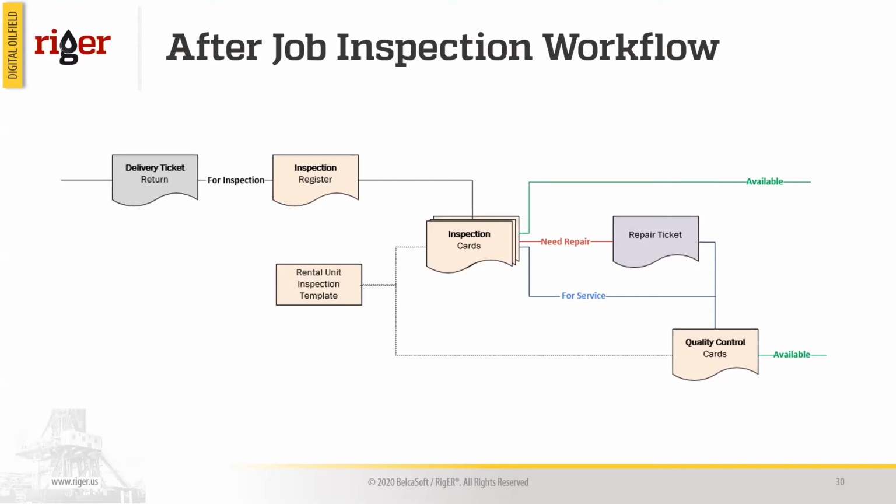Depending on the result of the initial inspection, the unit can be moved to the ready to rent status or available status, and the next job can get this equipment. Or if the equipment has been inspected and it's recognized as broken, then the system and user can generate a repair ticket and get this equipment repaired in the system and marked as needed repair. So this equipment will not be available for the next job until it gets repaired. And also we have a second level of the inspection, which is quality control.